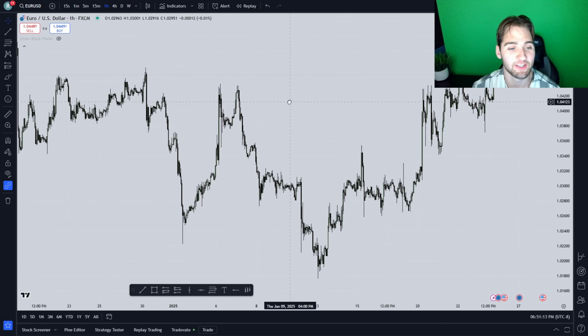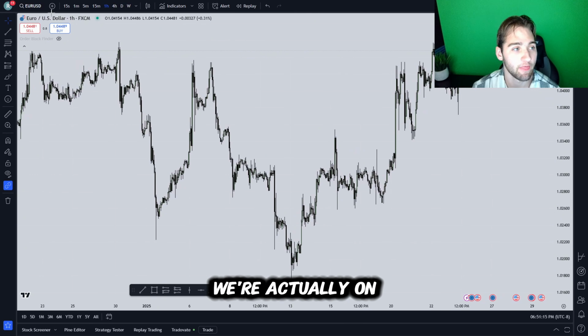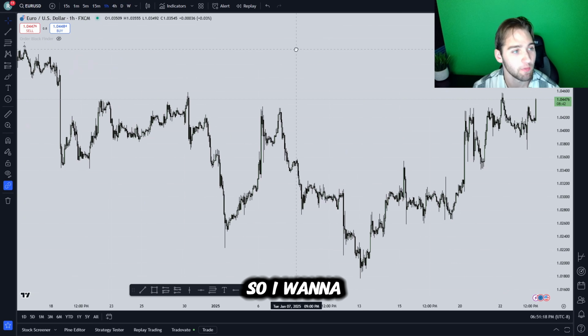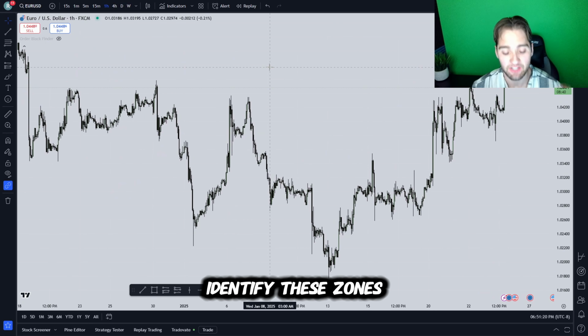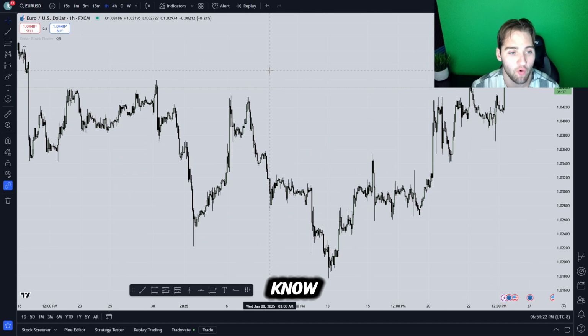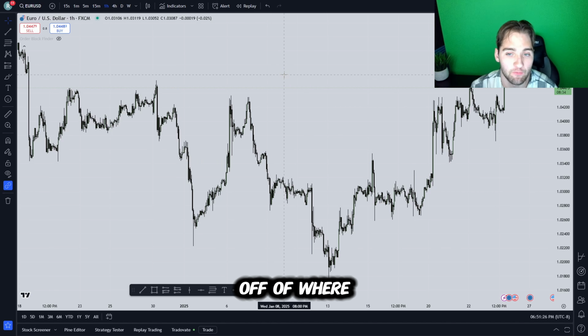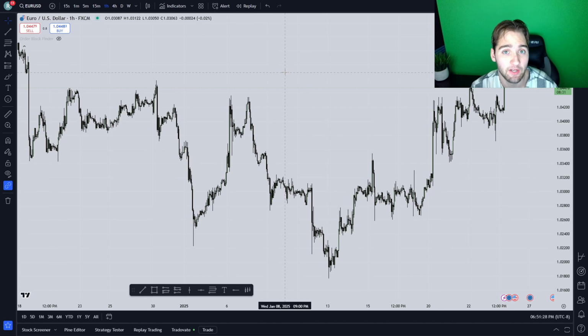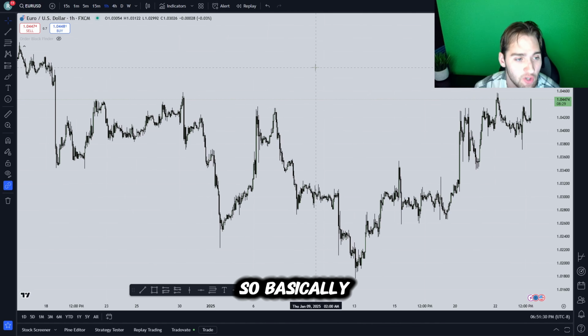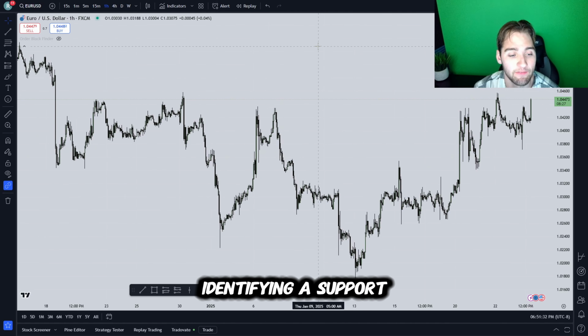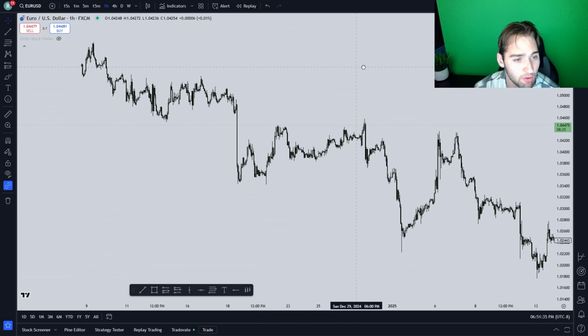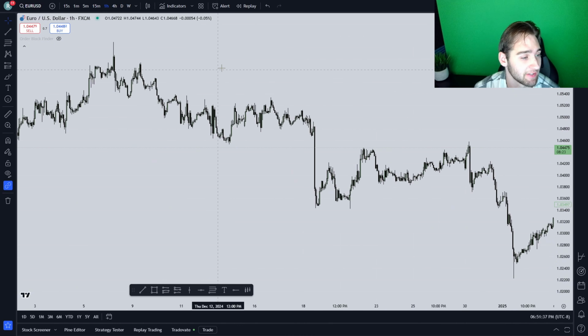So, as you can see, we're on the Euro US dollar here. I want to identify these zones. You guys know support and resistance zones are great zones, where you go off of, where price rejects from and uses support. So basically we're going to start identifying a support zone. Let's go into a specific area on the chart here.